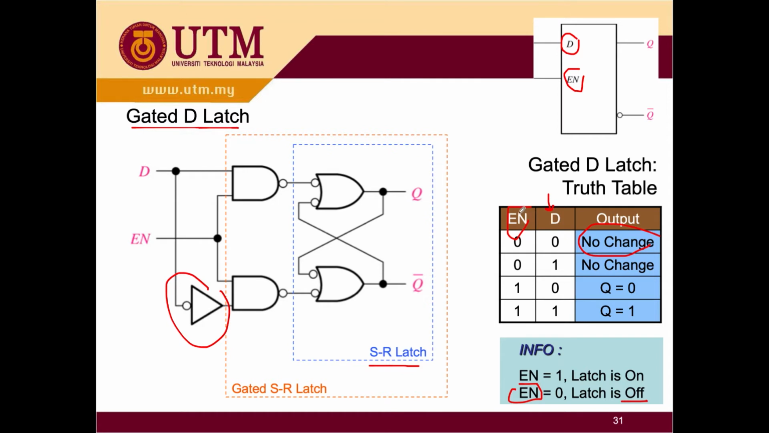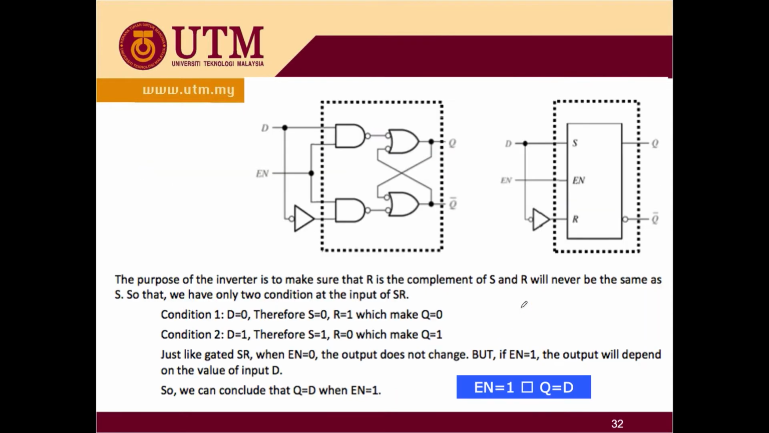But when the EN input is 1, you need to consider input D, and it's very easy to remember because the output is always similar. You just copy and paste whatever the input D is when your EN is 1. So these are the examples. You can go through them over here, because it's just the descriptions about your D latch.